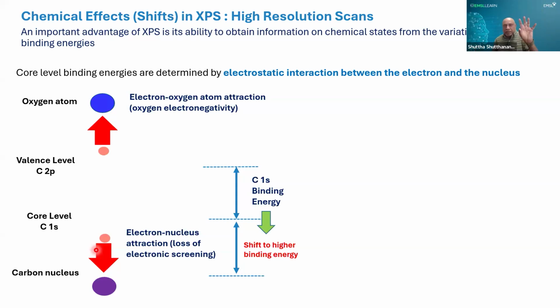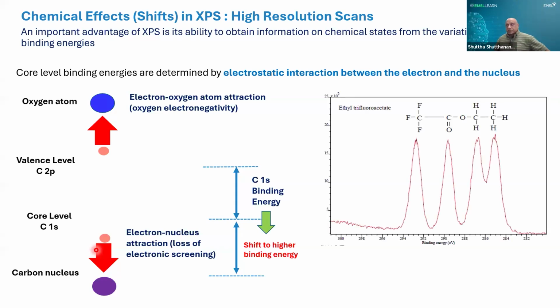So this is basically true for carbon-containing compounds. Here is an example of a carbon 1s spectrum from ethyl trifluoroacetate. You can see here the carbon is in 4 different chemical environments. Here it is bonded to 1 carbon and 3 hydrogens. Here it is bonded to oxygen and hydrogen. Here it is bonded to 2 oxygens. Here it is bonded to 3 fluorines.